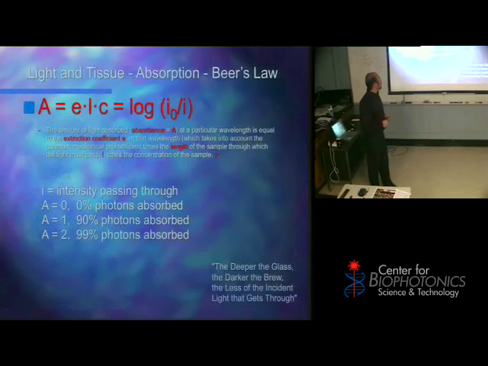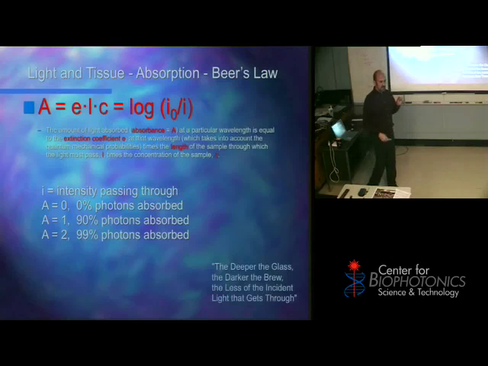And the way we characterize absorption is by a formula known as Beer's law. Okay? And Beer's law, the way people remember it is, the deeper the glass, the darker the brew, the less of the incident light that gets through. Okay? That's a little shortcut for remembering. But it basically says, I can quantify the amount of light that is absorbed. And I can do that, and it's very specific to a given molecule or a given combination of molecules. The absorption is equal to the extinction coefficient at a certain wavelength.